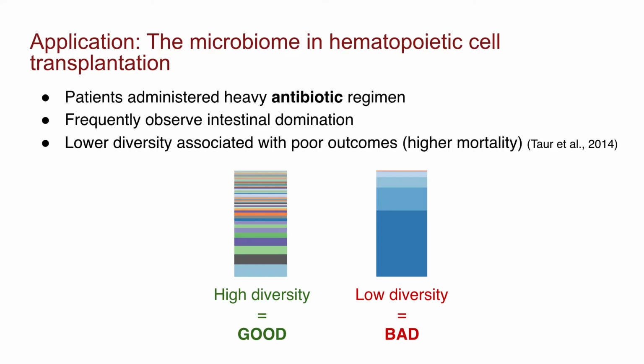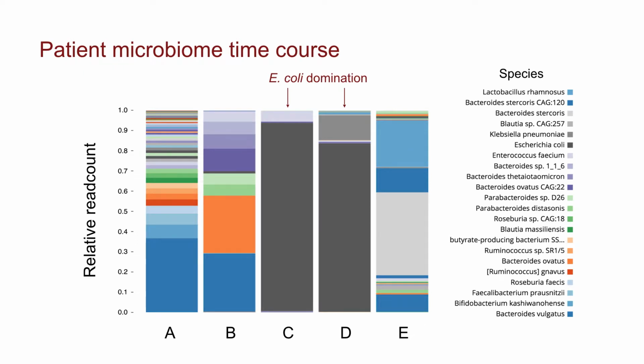And they often exhibit intestinal domination, where their gut is dominated by a single or a few species. And within patients going through this treatment, lower diversity in the microbiome has been found to be associated with poorer outcomes and higher mortality. So one of the goals of the study was to use this new technology to see if we could find genomic clues as to how certain species come to dominate over others within the gut, within this patient population. Given the high degree of inter-individual heterogeneity, we chose to focus our study on a time course of multiple stool samples collected from a single patient.